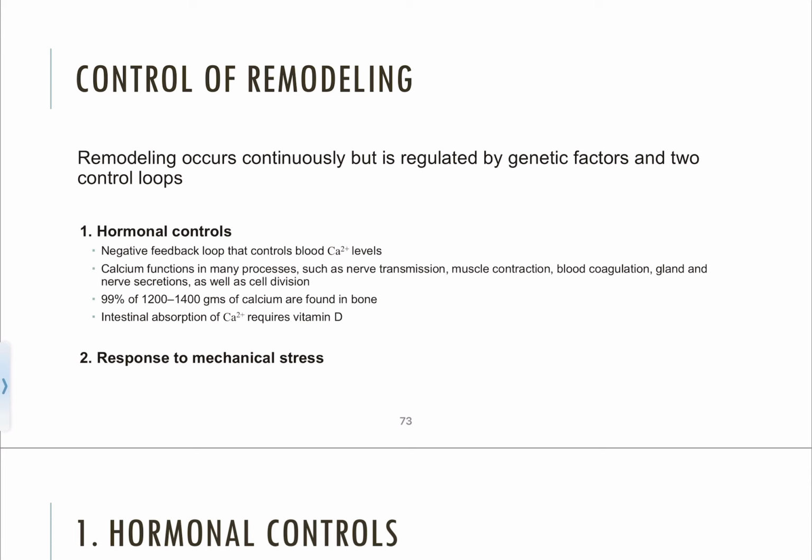So negative feedback loops help control the blood calcium levels. Calcium functions in many processes that are vital to our survival. For example, our nerves can't fire and our muscles cannot contract if we don't have the correct calcium levels in our body. You'll learn more about this when we hit the nervous system and the muscular system later in the semester.